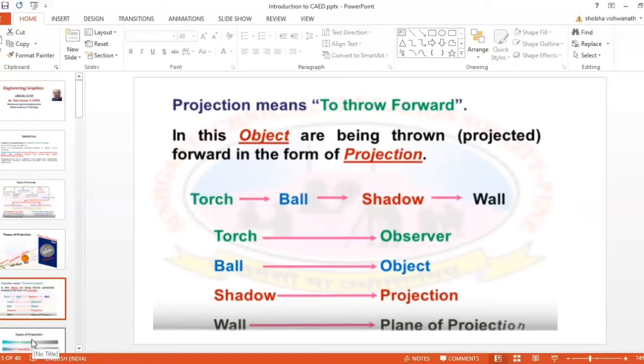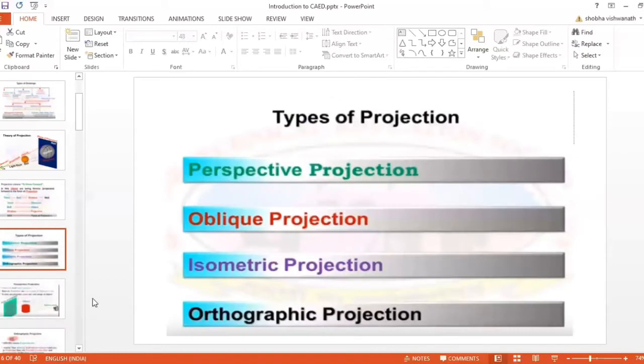Next, we'll go on. That is the meaning of projection. Now we have different types of projection systems: perspective projections, oblique projections, isometric projections, and orthographic projections. Today you're going to concentrate more on orthographic and isometric projections, which you will study more according to the VTU syllabus in engineering graphics, 18EGDL25. These are the four types of projections.